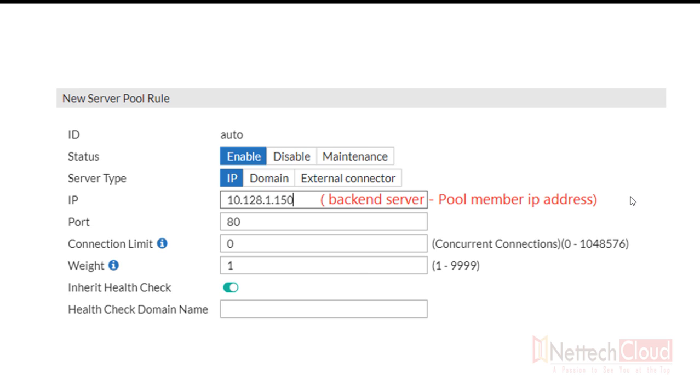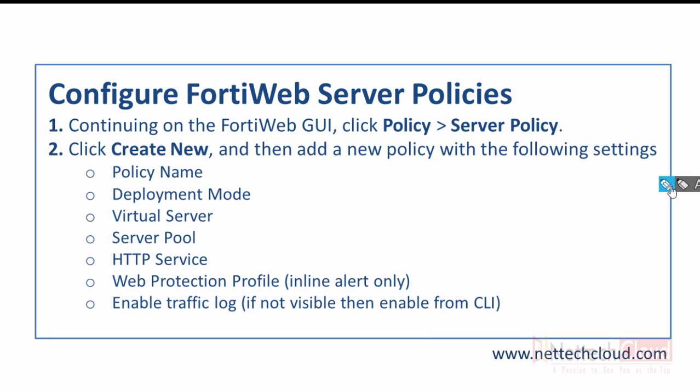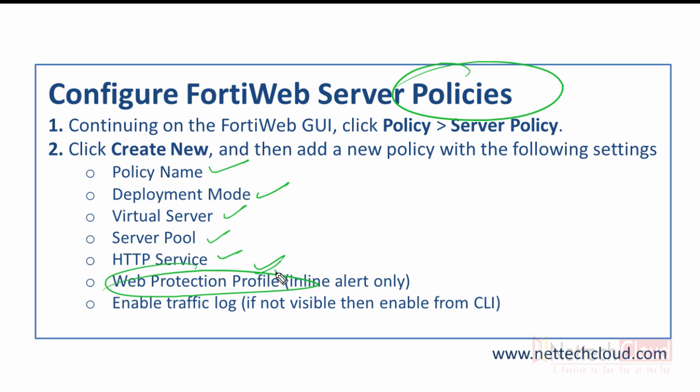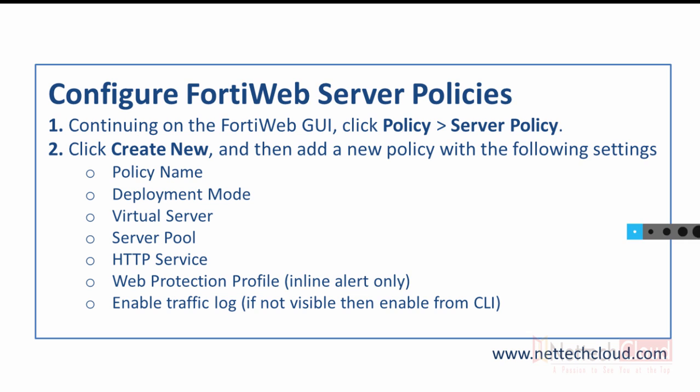So the rule is, and the last step, finally, creating FortiWeb server policies. Here we can give the policy name, deployment mode, virtual server, server pool, HTTP service, and web protection profile, right? It plays an important role in protecting web applications. I will show you. And enable traffic log; if not visible, then enable it from the CLI, because in previous versions, maybe 7.0 or 7.1, traffic log cannot be enabled from the graphical user interface.